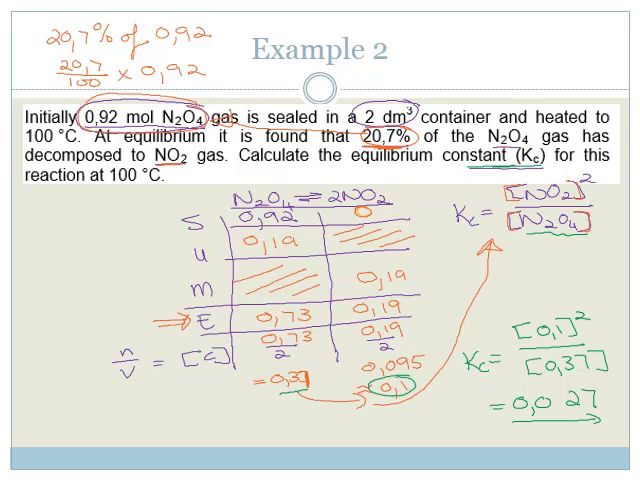And a typical exam question, grade 12, is then to ask you, what does this mean? And what I would say is that this reaction is not very good. It hasn't given us a lot of NO2. The equilibrium is lying very much to the left, or you could say that there are not many products being produced.